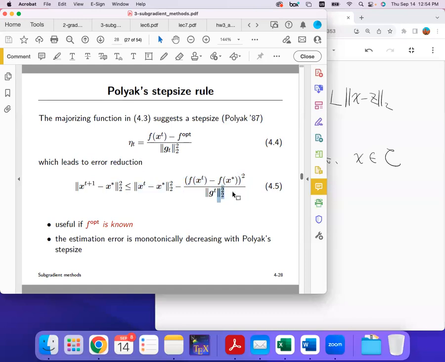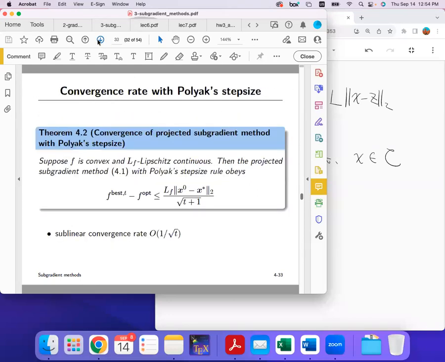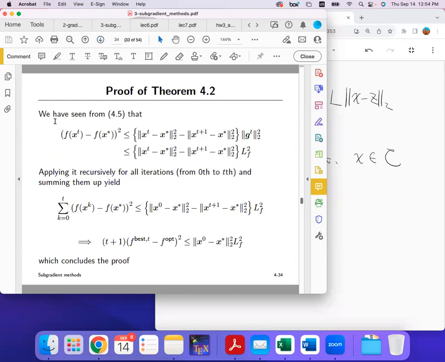Now, based on this one, rearrange this inequality. Okay. Rearrange this inequality, you will get this one. It's nothing but a rearrangement. And then you see on the left hand side you have the function value gap. Right hand side you have the difference between two distances.